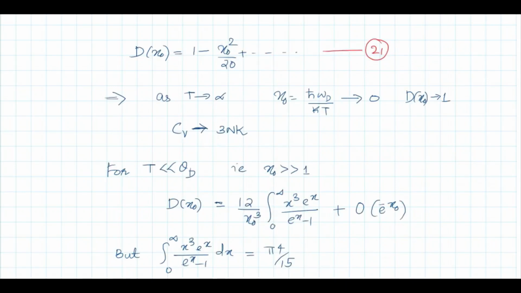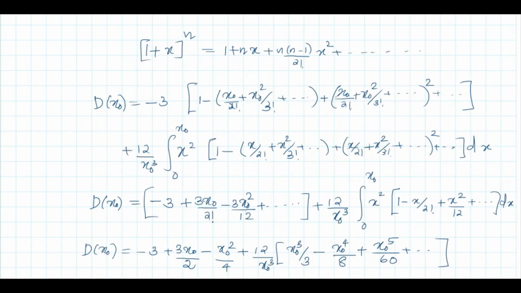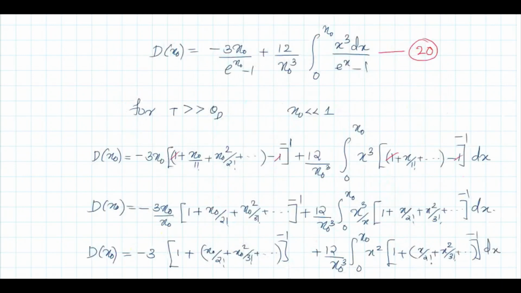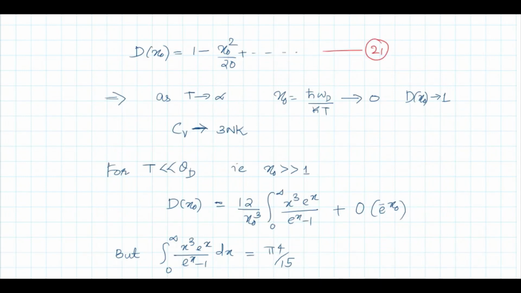And for x very large, x naught very large, D of x naught should be, the first term is, what is D of x naught? This quantity. Here if x naught is very large, e raised to x naught minus 1 becomes e raised to x naught, and that will go to the numerator, and that is a term of the order of e raised to minus x naught. So you will have a term which is of the order of e raised to minus x naught, and the next term is 12 by x naught cube, integral 0 to x naught.